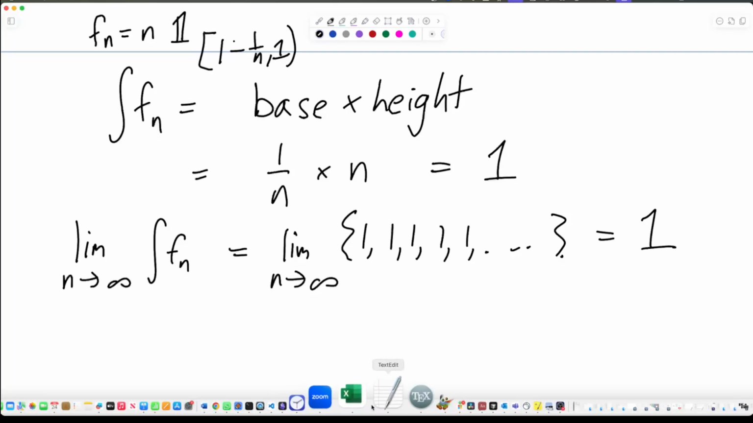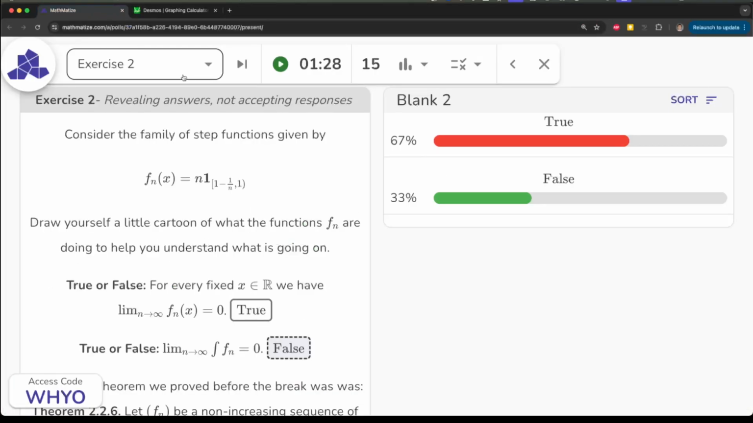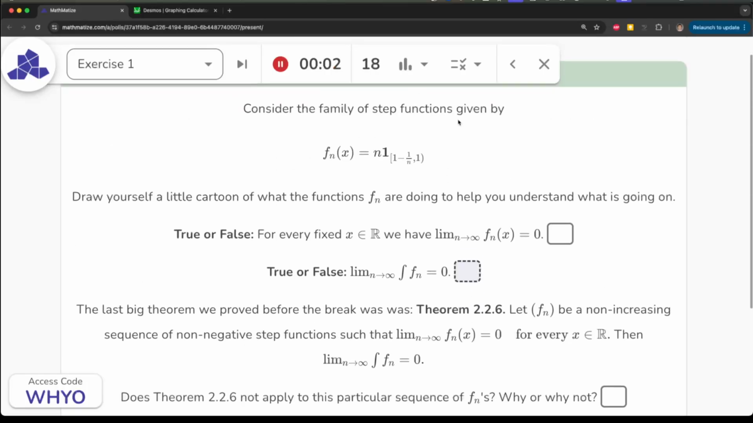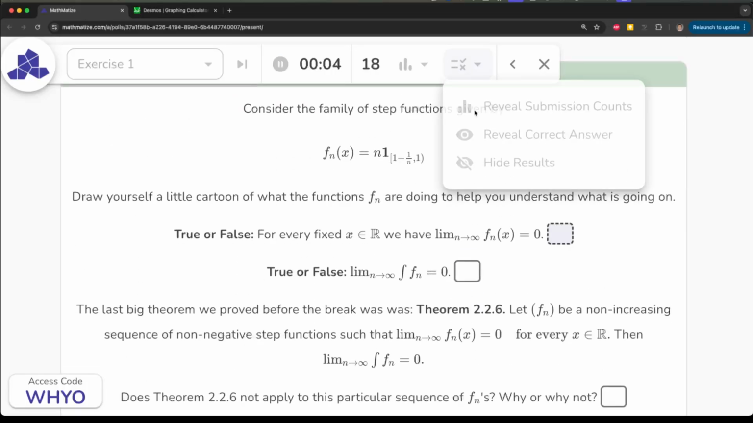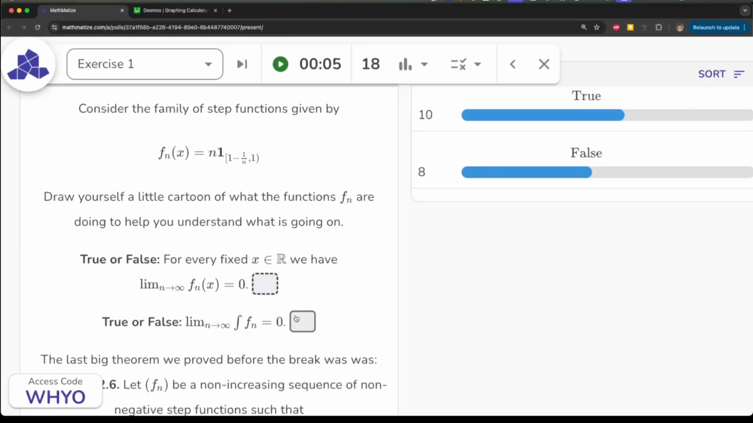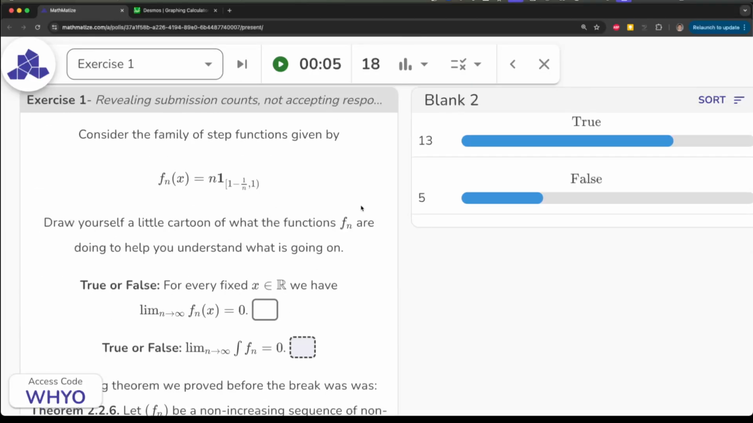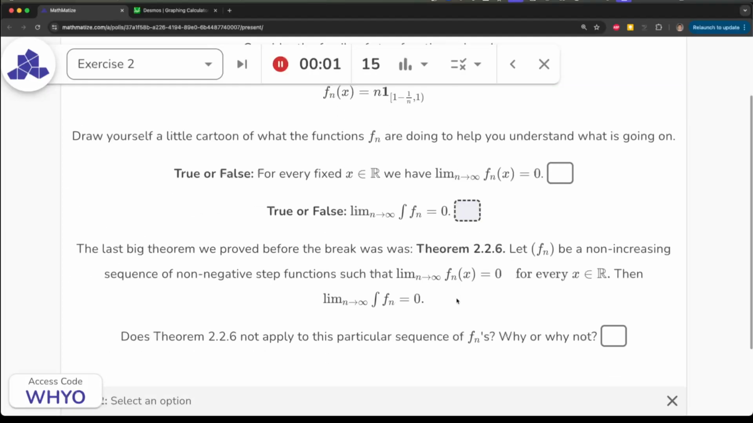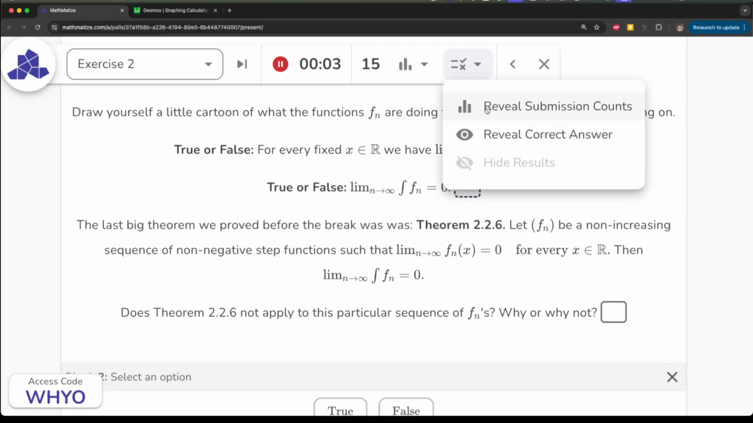Okay, let's see. I wonder if people said 0 the first time. I guess probably. Can I see what they said the first time? Okay, yeah, most people said true for the limit being 0, but the limit is not 0. The limit is 1.